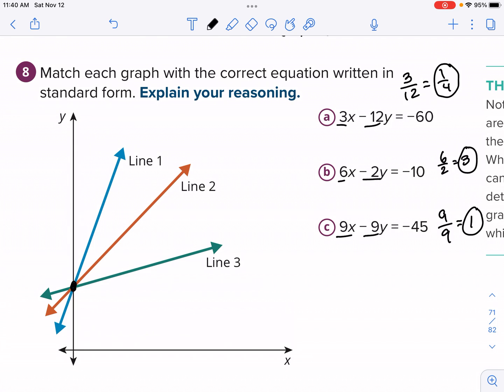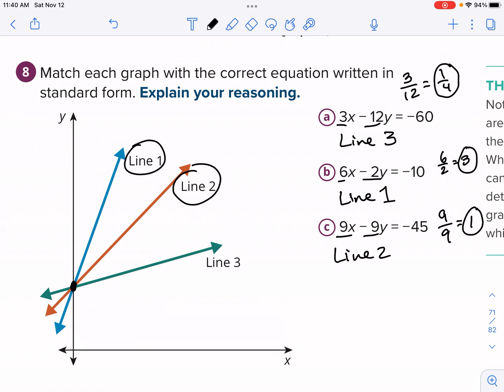So the steepest line, line 1, is whichever number is biggest. 1/4, 3, and 1. We would say 3 is the biggest number out of those three. So line 1, it has the equation 6x minus 2y equal to negative 10. The next one is 1 is bigger than 1/4, so this would be line 2. And the last one is the smallest number, so it's the less steep slope. It is line 3. Okay. Anyways, so that's all we had to do there.